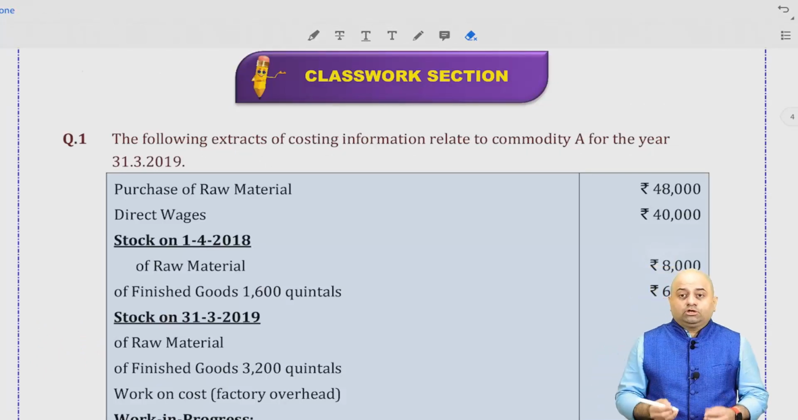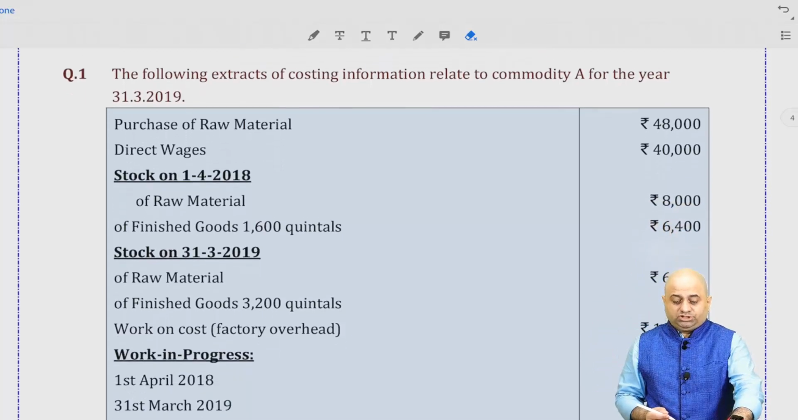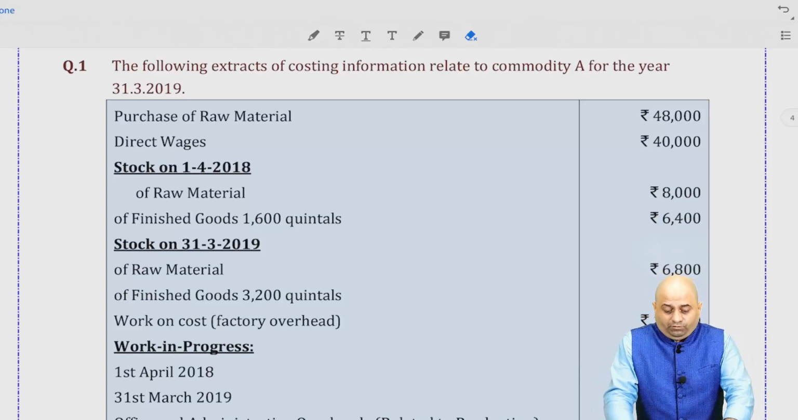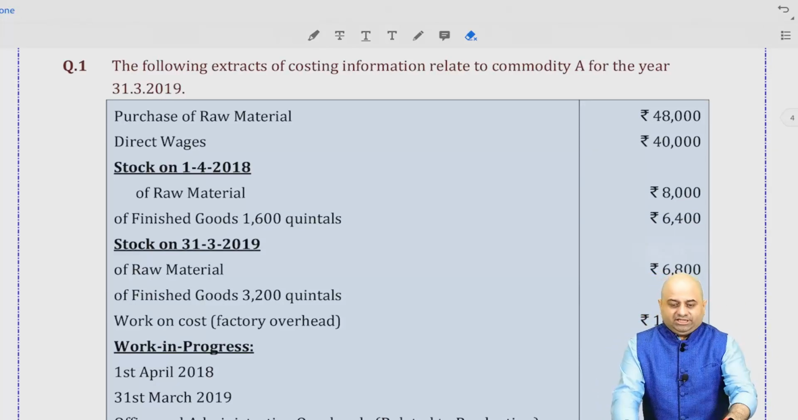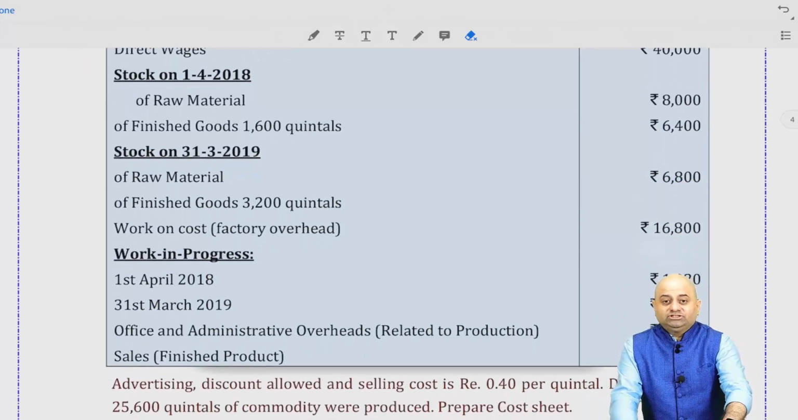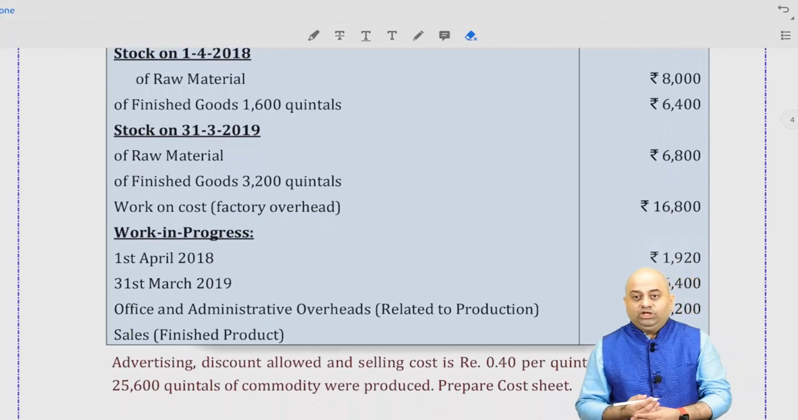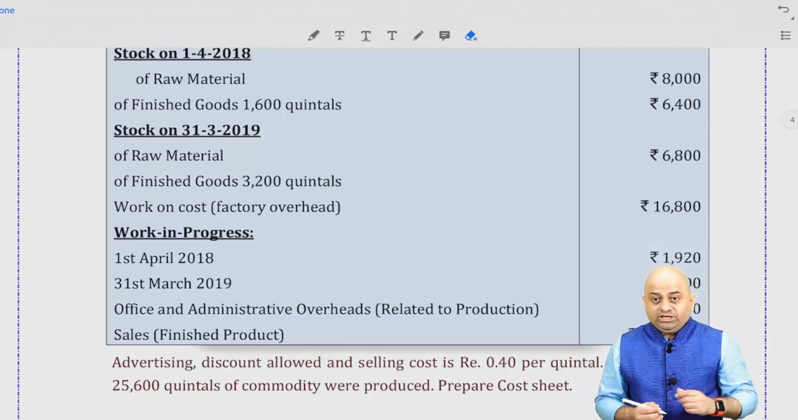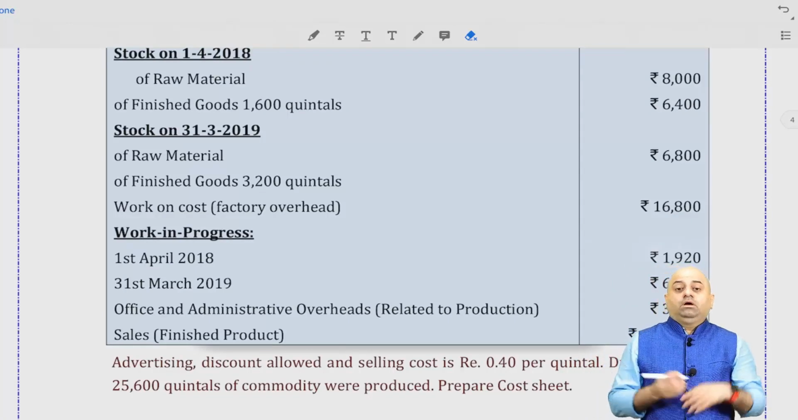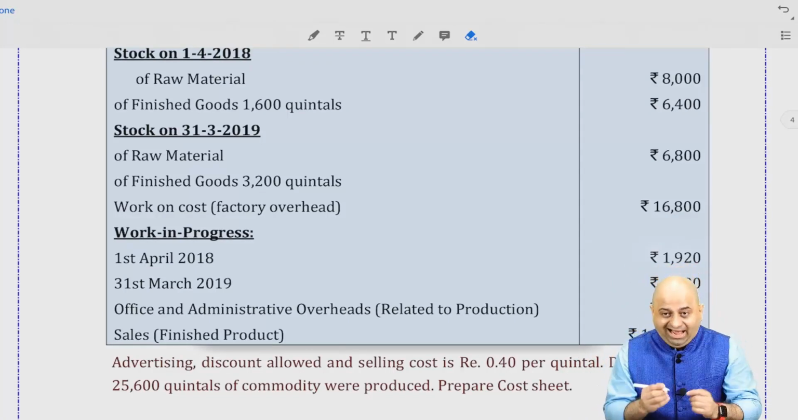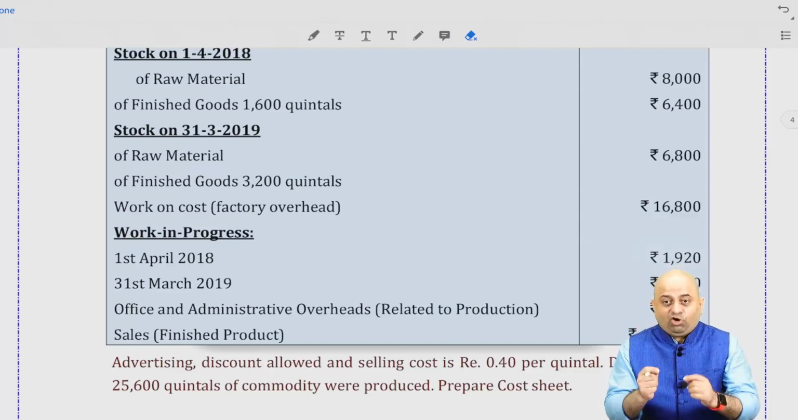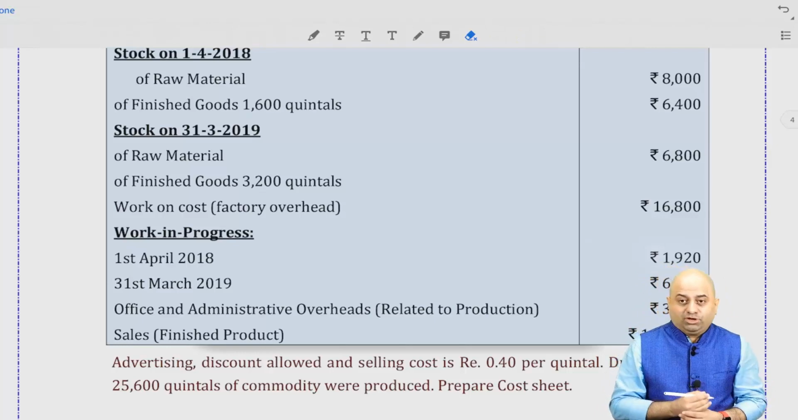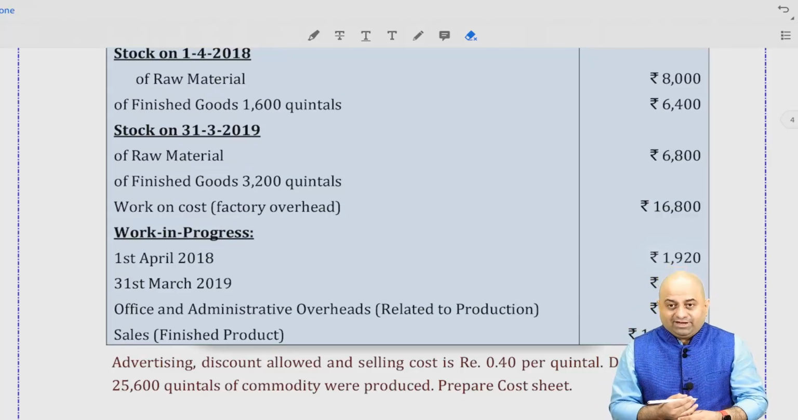So here goes the cost sheet textbook in front of you. This is question 1. Now, the following extracts of costing information, etc., they have given the whole question. There is nothing great in this question. Hopefully you would remember, a very simple question to begin with, but a few points. First, this was the first question where you actually valued closing stock of finished goods using that CPU of cost of production. So you cannot forget that part.